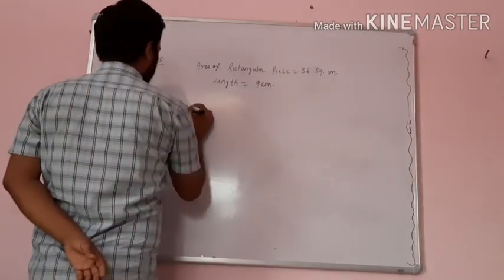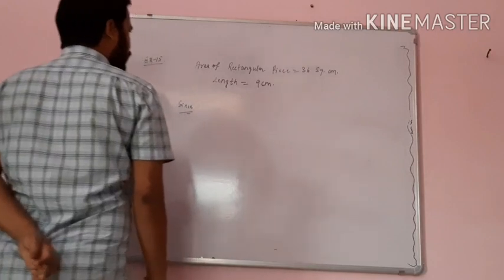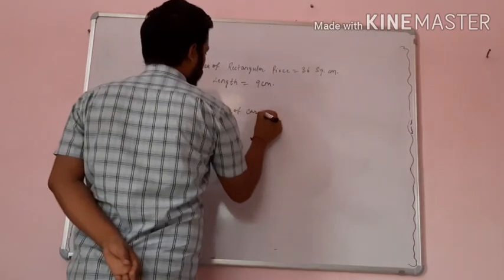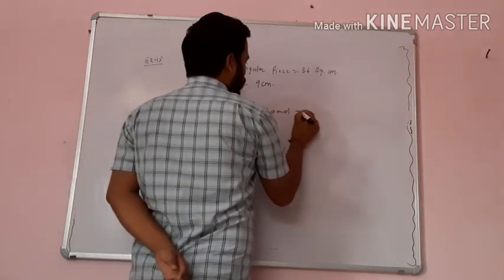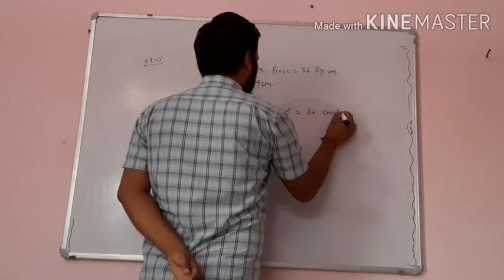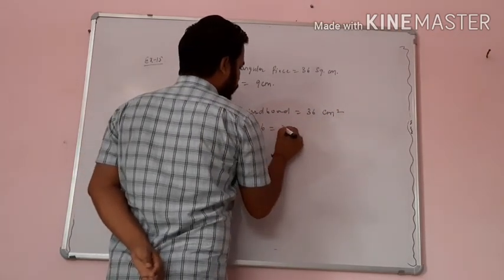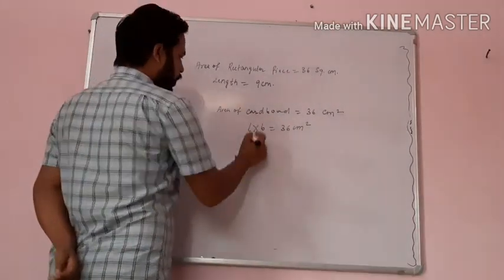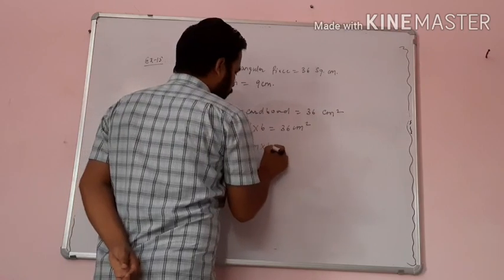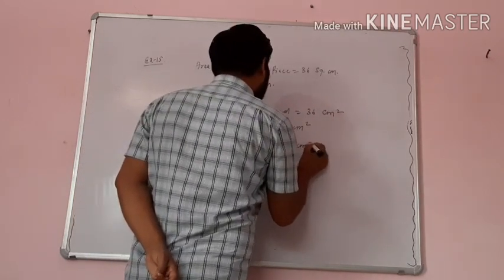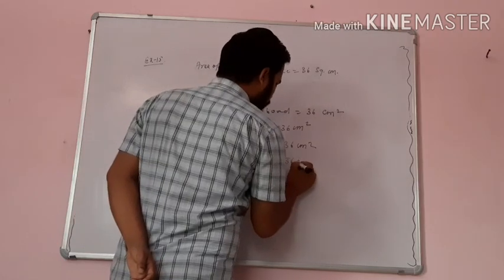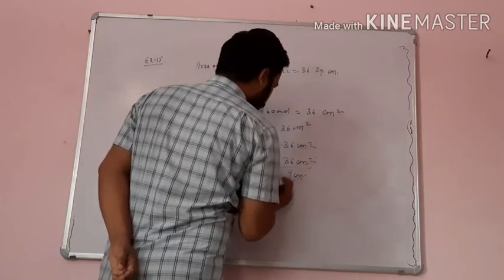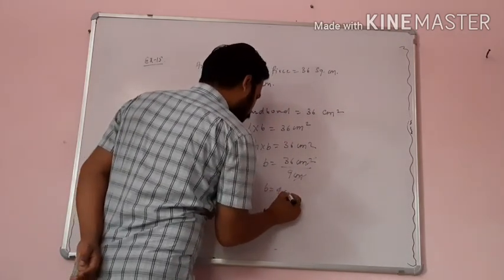Since the cardboard is in the shape of a rectangle, the area of cardboard will be given by length multiplied by breadth, that is 36 centimeter square. Now, length is 9 centimeter and we have to find breadth. So breadth equals 36 centimeter square upon 9 centimeter. Breadth equals 4 centimeter.